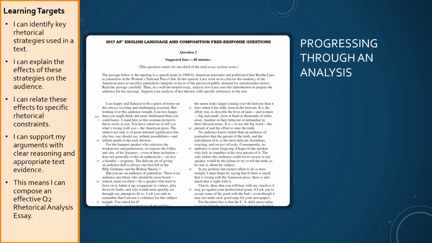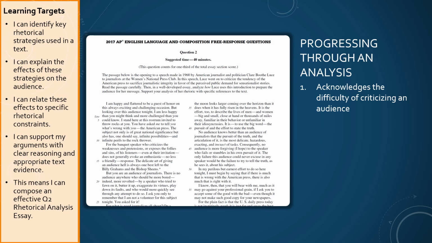Let's take a look at an example of a Q2 prompt, this one from 2017, and this is the speech delivered by American journalist and politician Clare Boothe Luce. She delivered this speech at the Women's National Press Club, where she was invited to offer her criticisms of American journalism. And if we read through this text, we'd see some pretty clear strategies here.